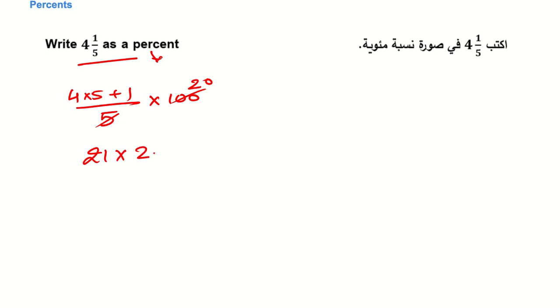Another question can be, write this as a percent. So I think in a previous question, a few questions ago, I told you, first of all you write it as an improper fraction. So it will be (4 times 5 plus 1) over 5, and since we have to deal with percent, multiply by 100. So 100 divided by 5 is 20. 4 times 5, 20, plus 1, 21, multiplied by 20, and what will it be? It will be 420%.